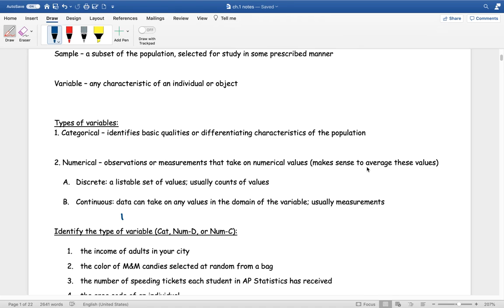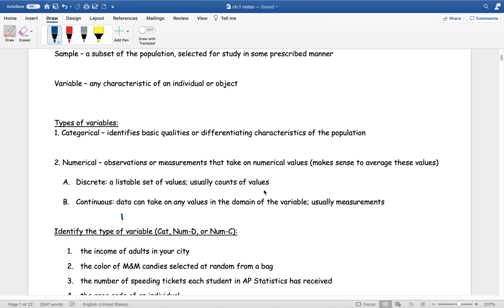There are two different types of numerical variables. We have discrete, which is a listable set of values, and it's usually a count of values. So if I can count something, say how many times you've been out of the country, you aren't going to say you've been out of the country 1.25 times. You're going to say you've been out of the country 2 times. So it's a listable set of values. It has like a fixed set of values.